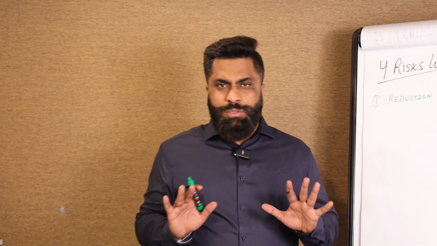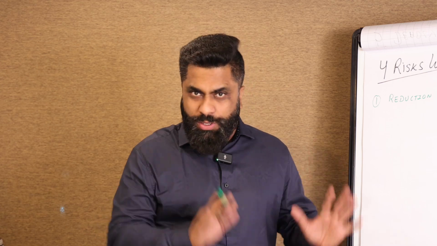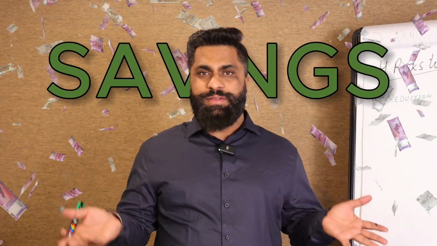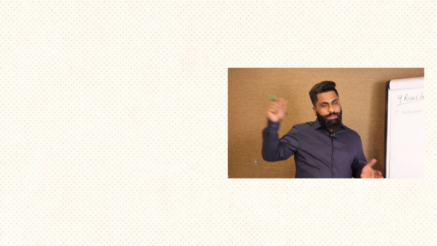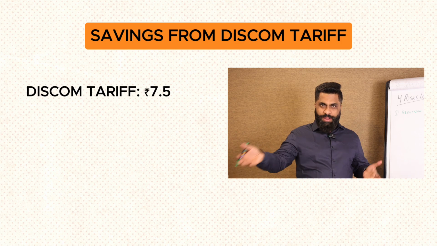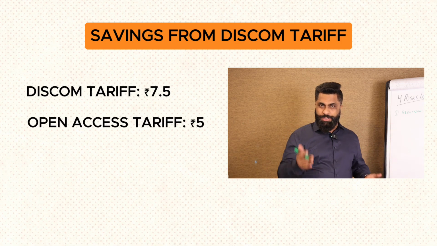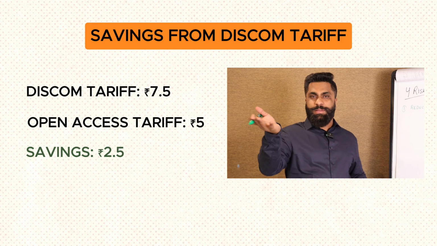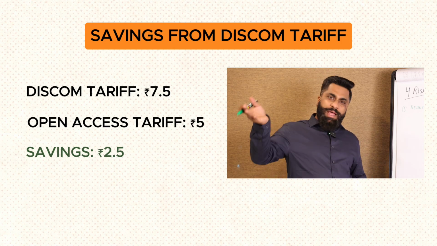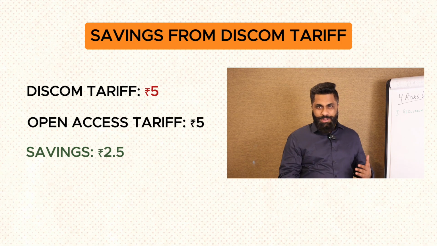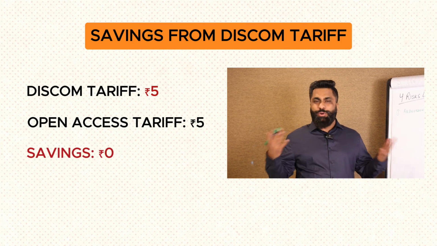See, one of the most important premises why you are signing this PPA is savings. Kitna paisa bach raha hai? And savings against what? Against the power that you are buying from DISCOM. Let's say today the DISCOM tariff is 7.5, open access power is 5 rupees, you are saving 2.5 rupees. That's why you are signing this PPA. But what happens if tomorrow's DISCOM tariff also reduces to 5 rupees, open access solar is also at 5 rupees, and you're not saving the money? What will you do in that situation?